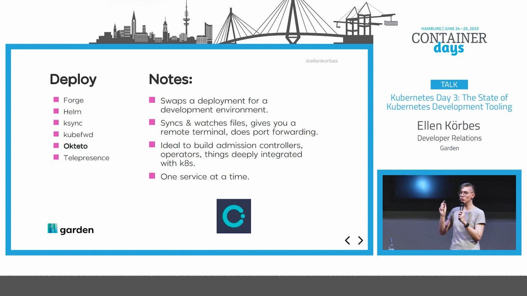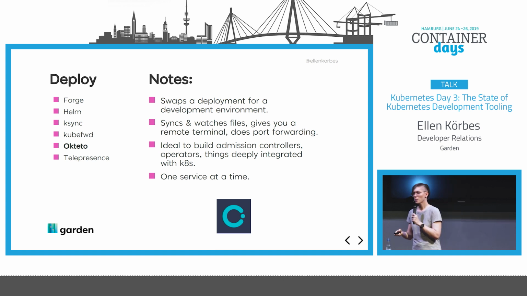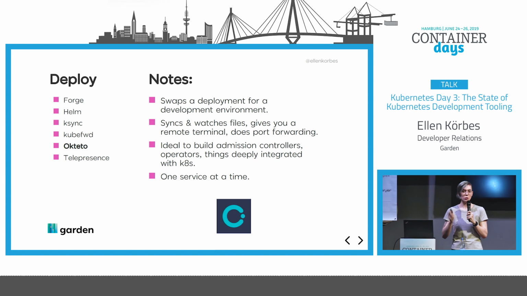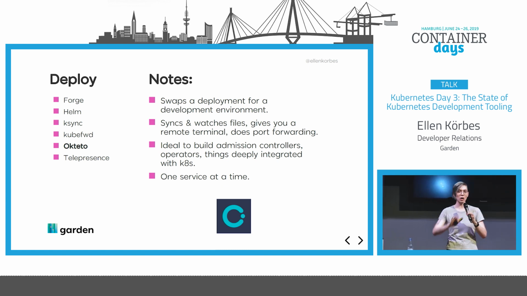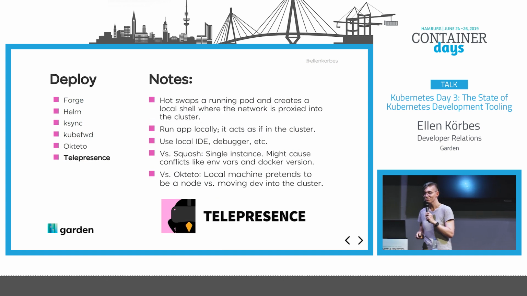But the thing is, with Octeto, your code is running inside your cluster. With Telepresence, you bring the stuff from your cluster to your machine. Kind of. I'll explain. So the thing about these two is they only work for one pod at a time. So if you want something for you to work on all the components of your app at the same time, this is not going to work so well. But they're interesting things for certain tasks, and you should look into them.